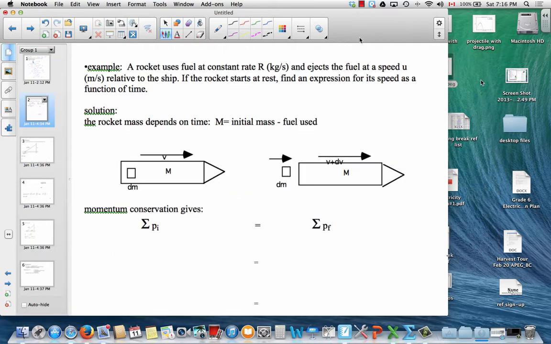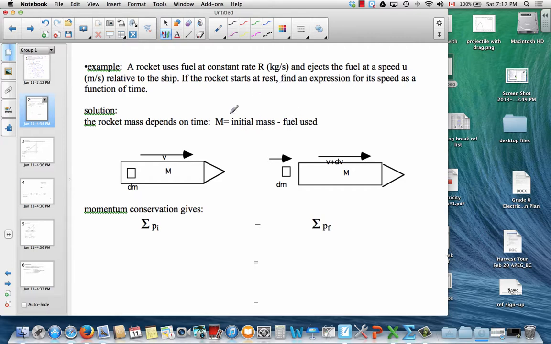Okay, here's another time-dependent problem. This is rocket propulsion, and we're going to have a rocket that uses fuel at a constant rate. So here's a diagram of the rocket and a little bit of fuel at time t. Now the rocket mass you see is changing with time as we use up fuel.